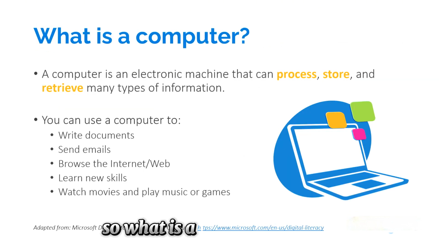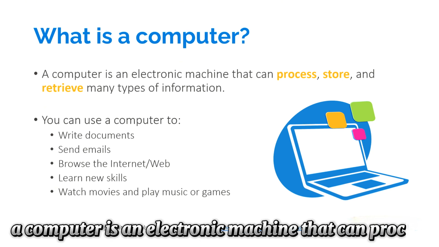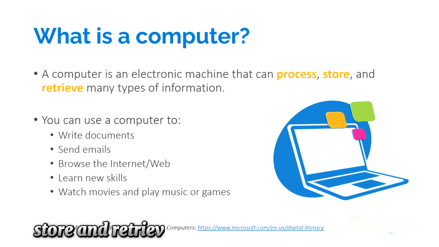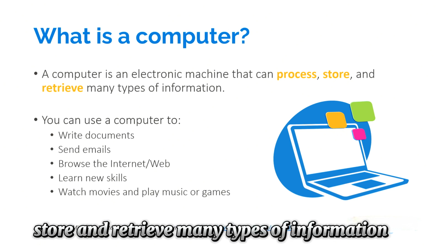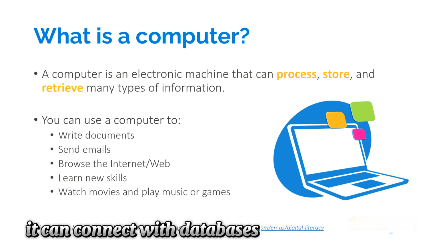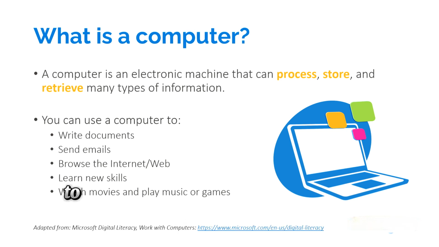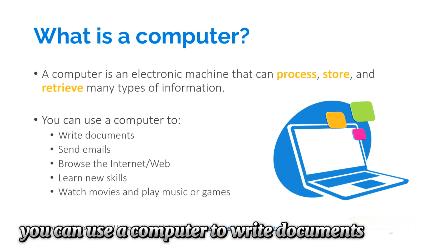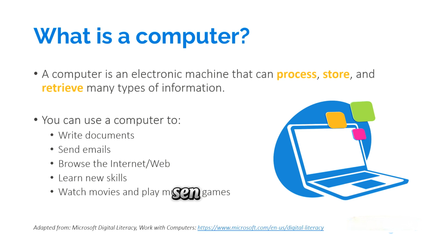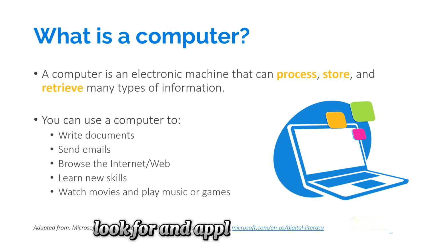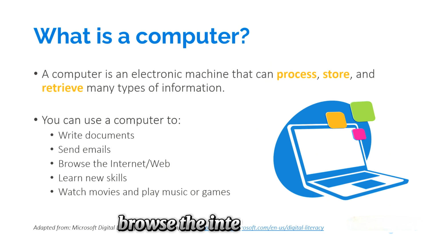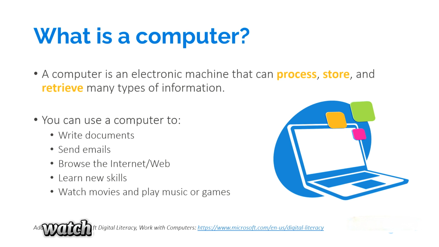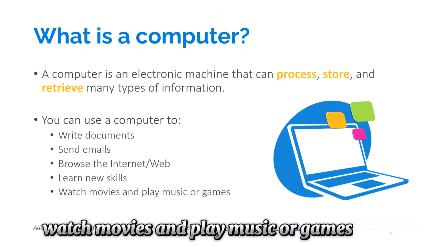So, what is a computer? A computer is an electronic machine that can process, store, and retrieve many types of information. It can connect with databases or other computers to send and receive information as well. You can use a computer to write documents, send emails, look for and apply to jobs, browse the internet, learn new skills, complete schoolwork, watch movies, and play music or games.